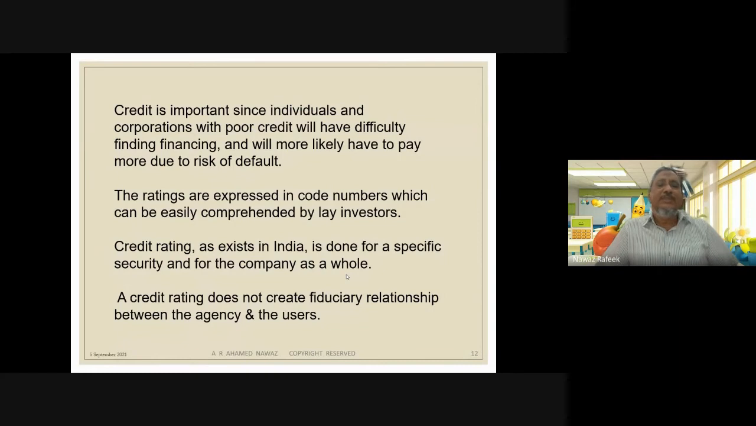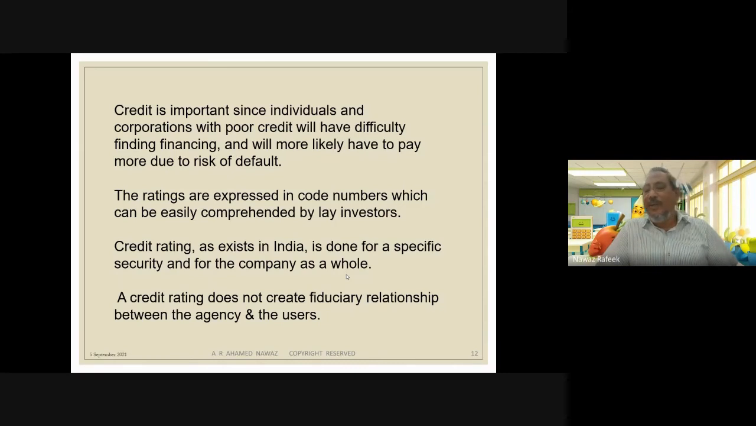The ratings are expressed in code numbers which can be easily comprehended by lay investors. So it's very easy. An investor does not have to break their heads on finding the viability of the business, the continuity of the business. By looking at the rating, the code numbers can be easily compared to take a decision. Credit rating, as in India, is done for a specific security and for a company as a whole. So in a security-issuing situation, a rating is always given.